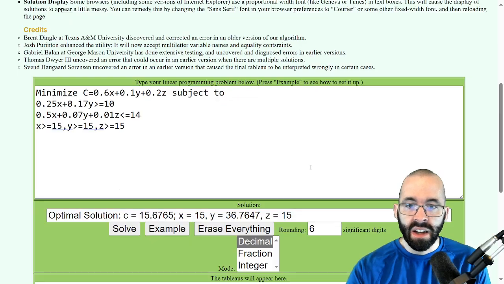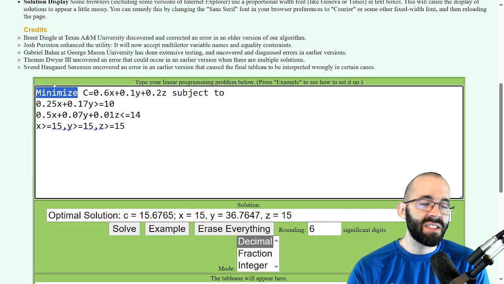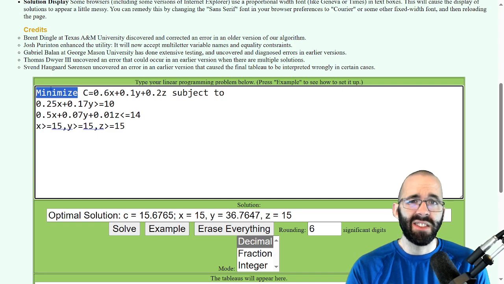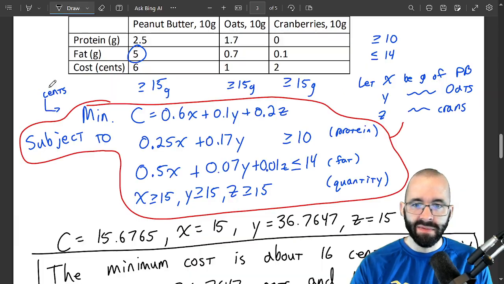Again, you can see that a minimization problem was really just the same as a maximization problem. We just changed this to the word minimize. But there you have it.